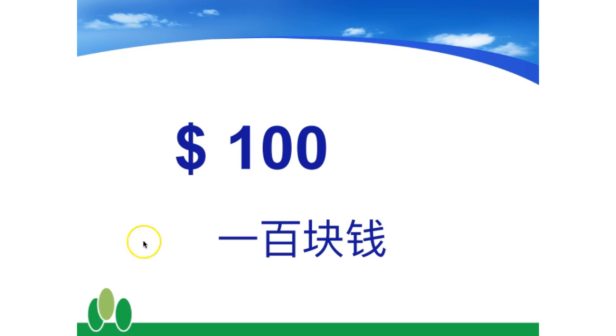我有100块钱. And 块, remember, 块 is a measure word for dollar. I need to have that measure word. I have $100 of money. So 100块钱. I need to have this structure in order to talk about how much money I have. 100块钱.